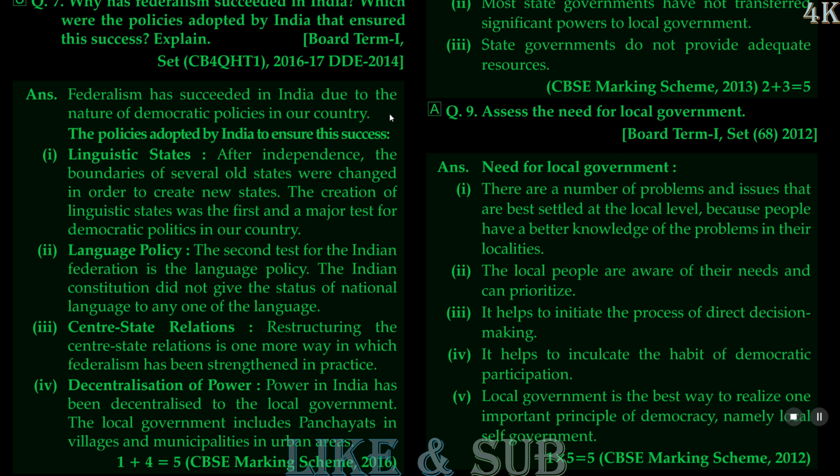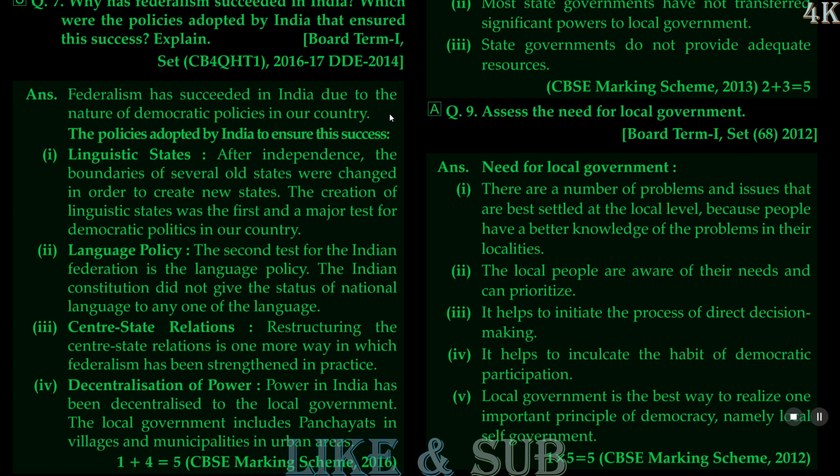1. Linguistic states. After independence, the boundaries of several old states were changed in order to create new states. The creation of linguistic states was the first and a major test for democratic politics in our country. 2. Language policy. The second test for the Indian Federation is the language policy. The Indian Constitution did not give the status of national language to any one of the languages.